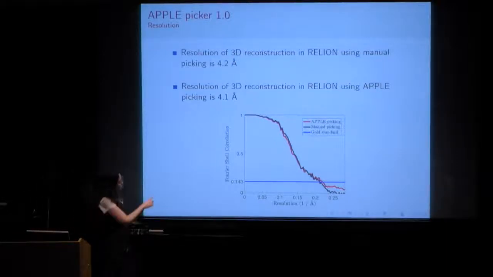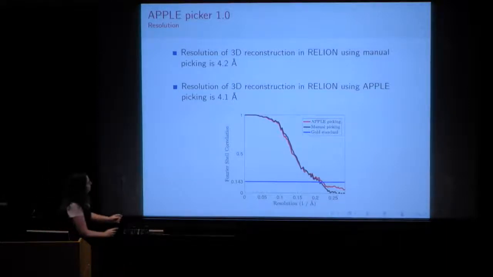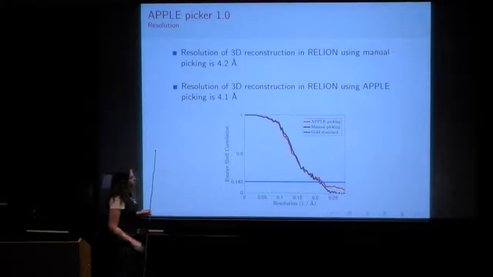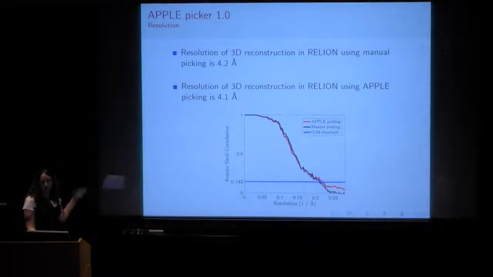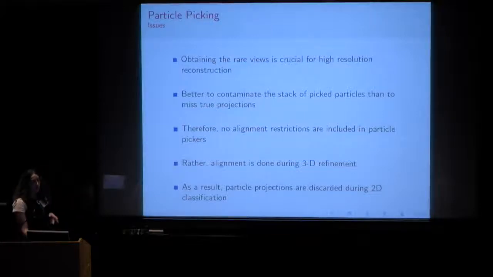The curves start looking a lot alike, but the Apple Picker here gets to 4.1 angstrom resolution, and the manual picking gives 4.2 angstrom resolution. Like I said, this code is available, and there's a GPU version. It takes about 7 seconds to run per micrograph. And then we continued on to the Apple Picker 2.0.